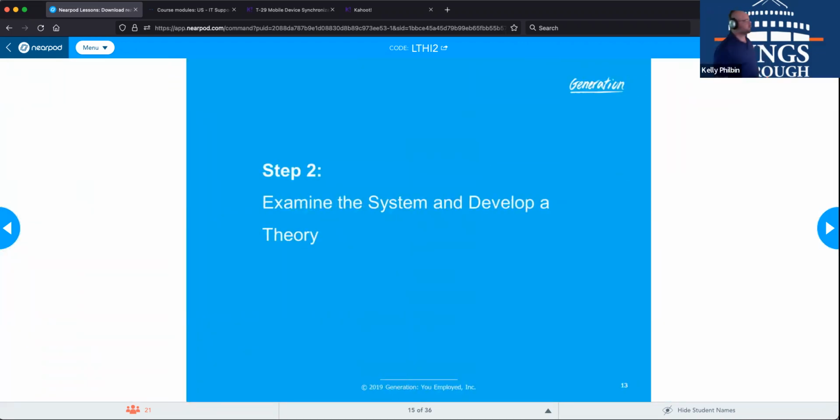Step 2. Examine the system and develop a theory. This is typically just shortened up to say establish a theory. So we're identifying what the problem is. Here in establish a theory, we're going to start saying, hey, this is what I think is causing the problem and where our root issue is. So you're establishing a theory as to what might be causing that problem you just identified.